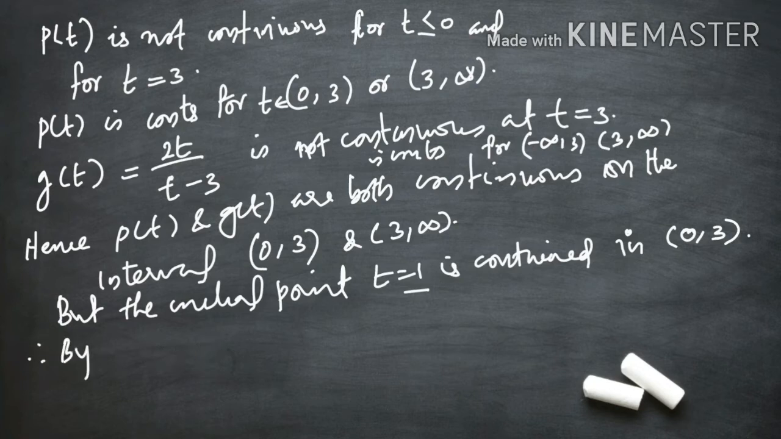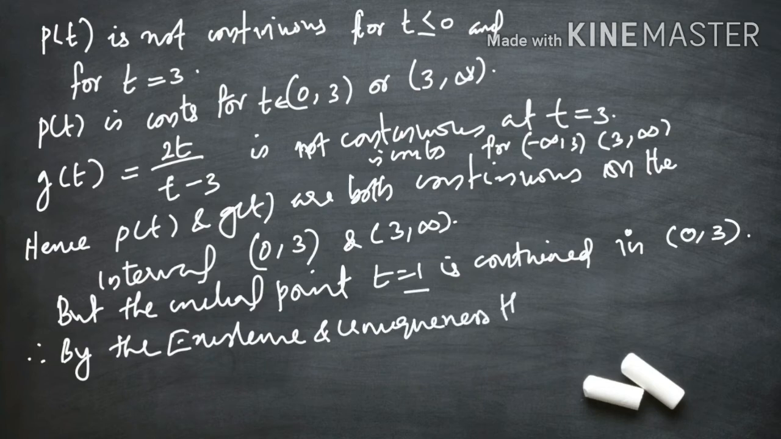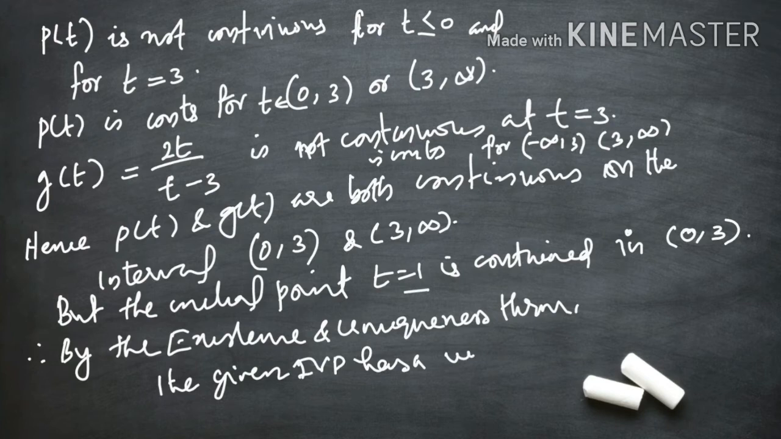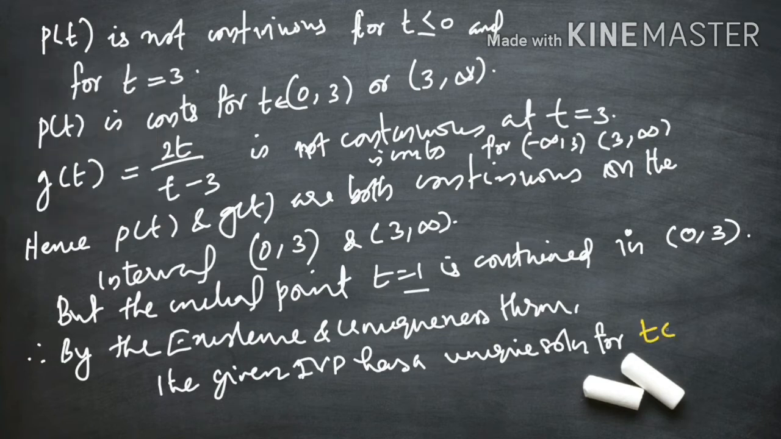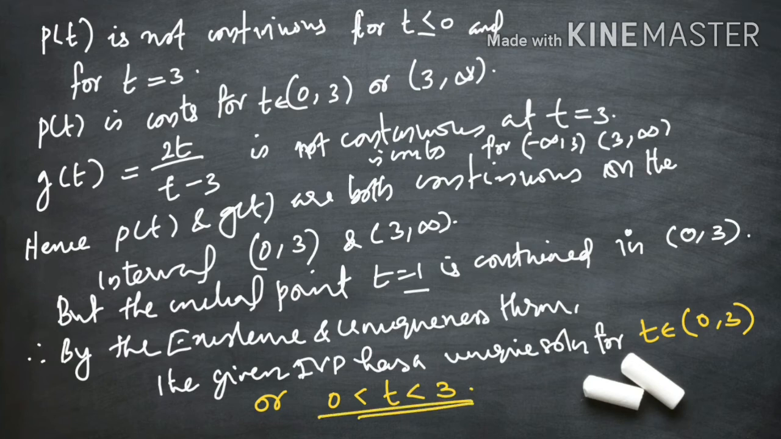Therefore, by the existence and the uniqueness theorem, the given IVP has a unique solution for t belongs to the open interval (0, 3), or 0 < t < 3. So this is the answer. So without solving the problem, we have found the interval in which the solution exists.